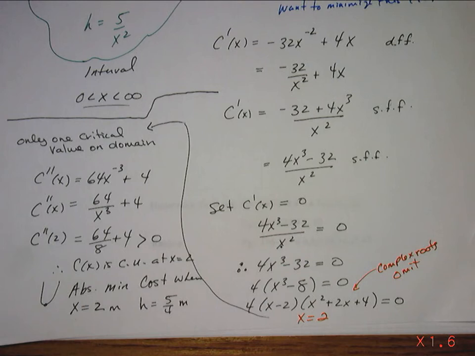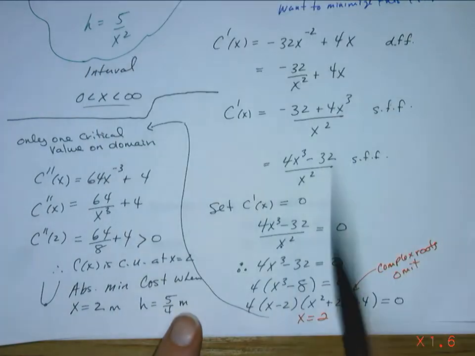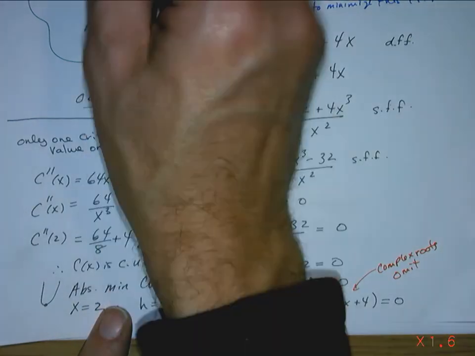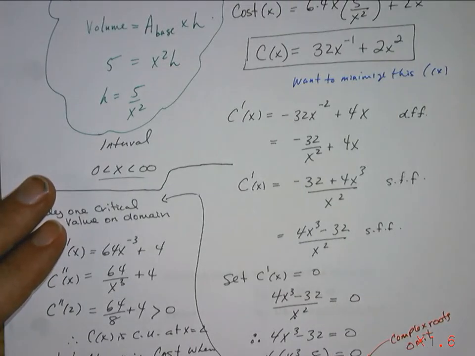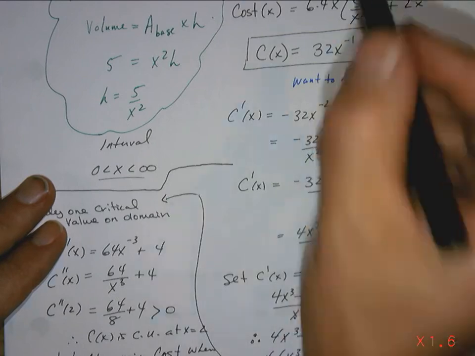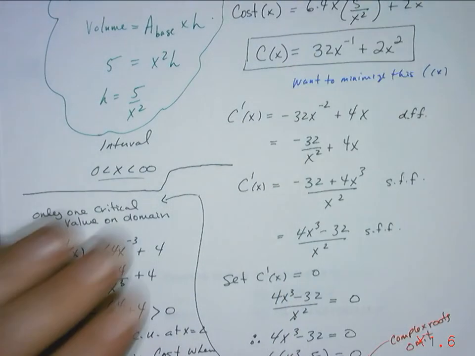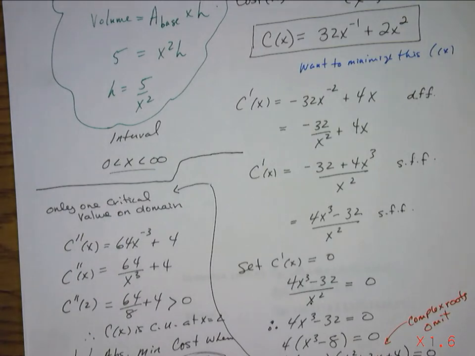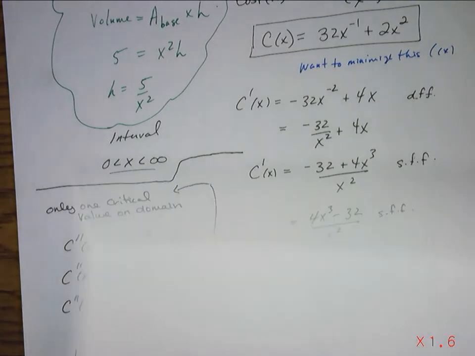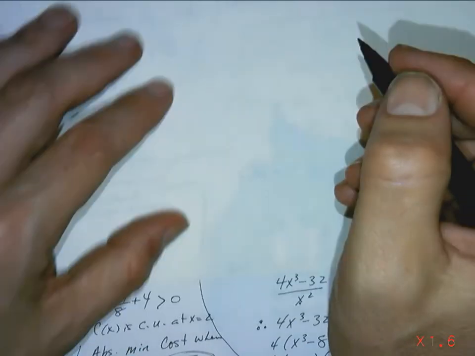Oh, wait, I don't think I finished the answers. Find the dimensions. I did. It also wants the minimum cost. So you're going to take this value of x equals 2. You're going to take this value of h being 5 over 4, and you're going to plug it into the cost equation. I'm looking for a piece of paper to be able to do this. I don't seem to find one. Here we go.